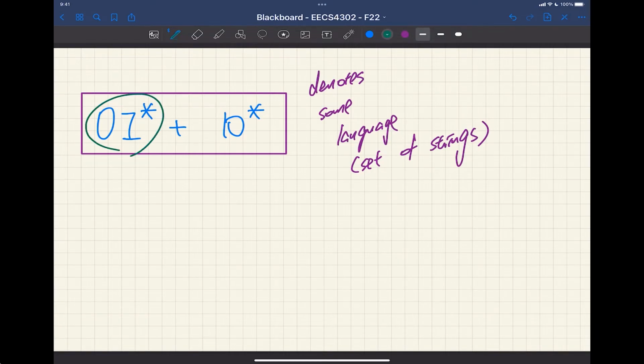Do you guys remember what this really means? Looks like 0 followed by at least one, or rather, 1 star means it could be 0 or more ones, right? How would you specify this expression in set comprehension? The set of strings which start with 0, followed by 0 or more ones. How do we specify that in the set comprehension? Yes, go ahead. 0. 1. And then? And then you mean zero again?